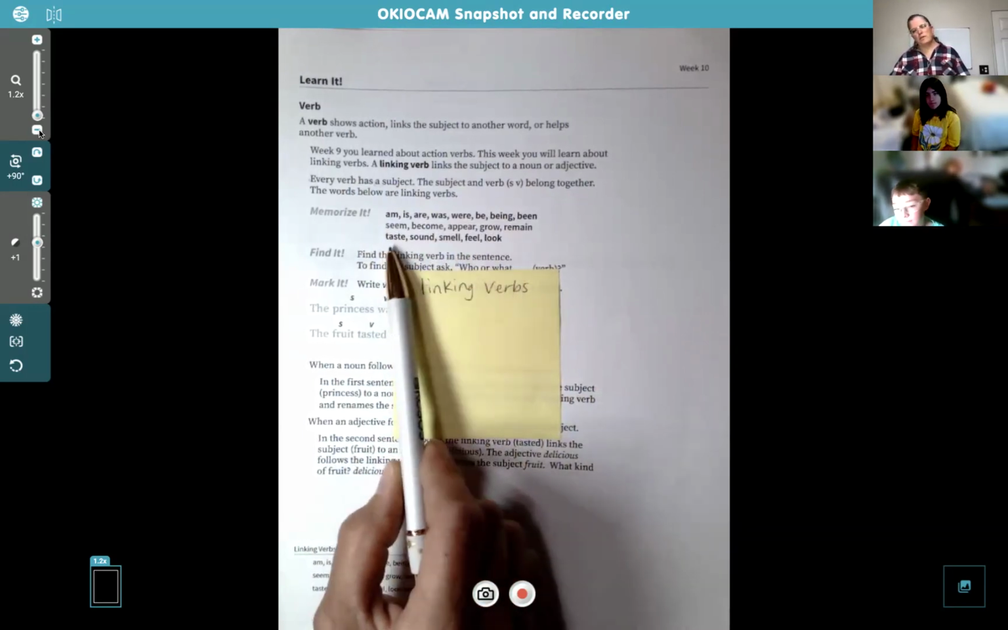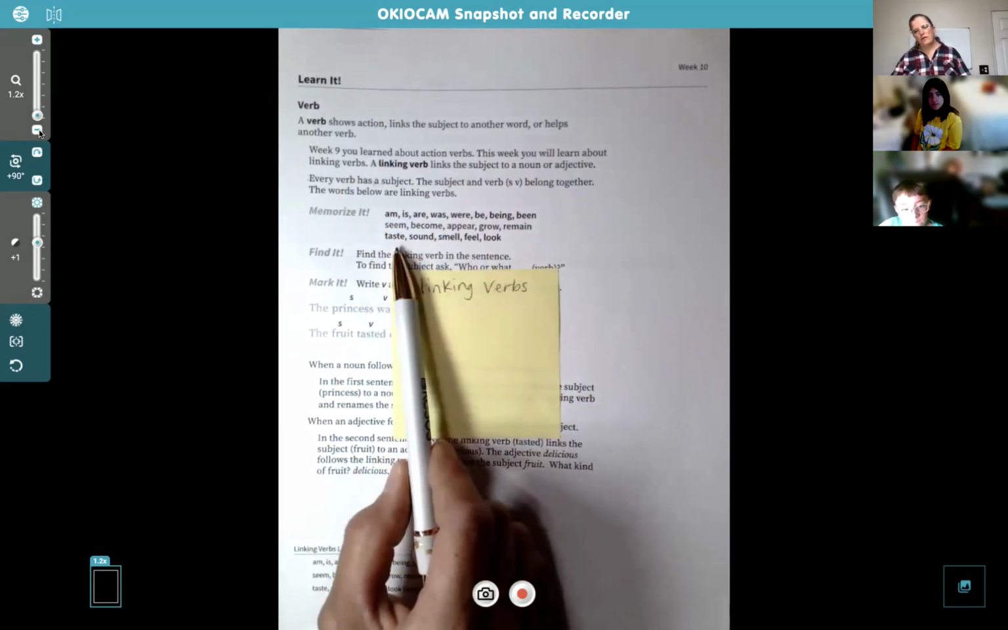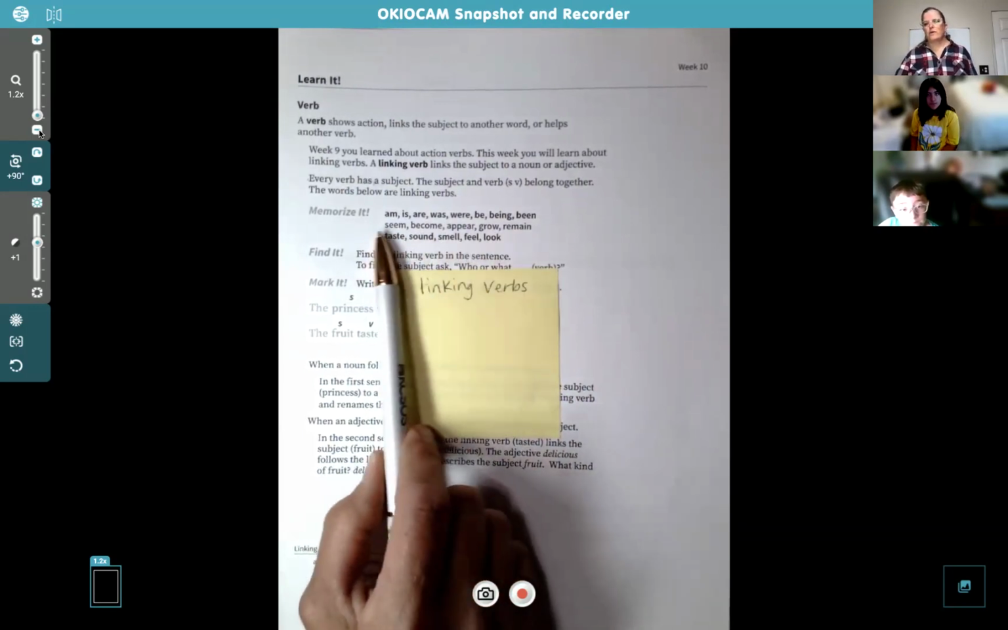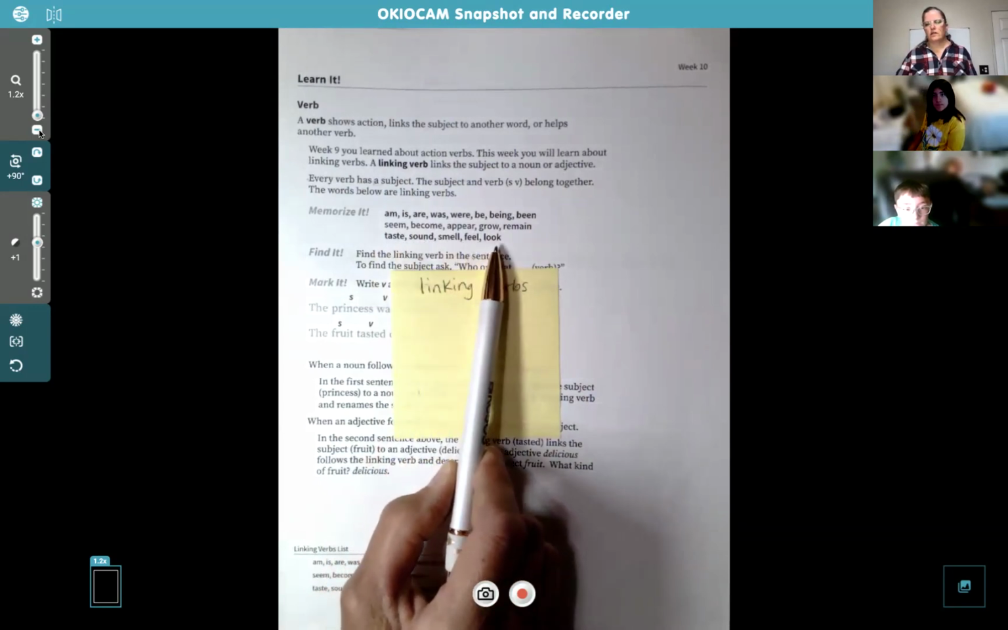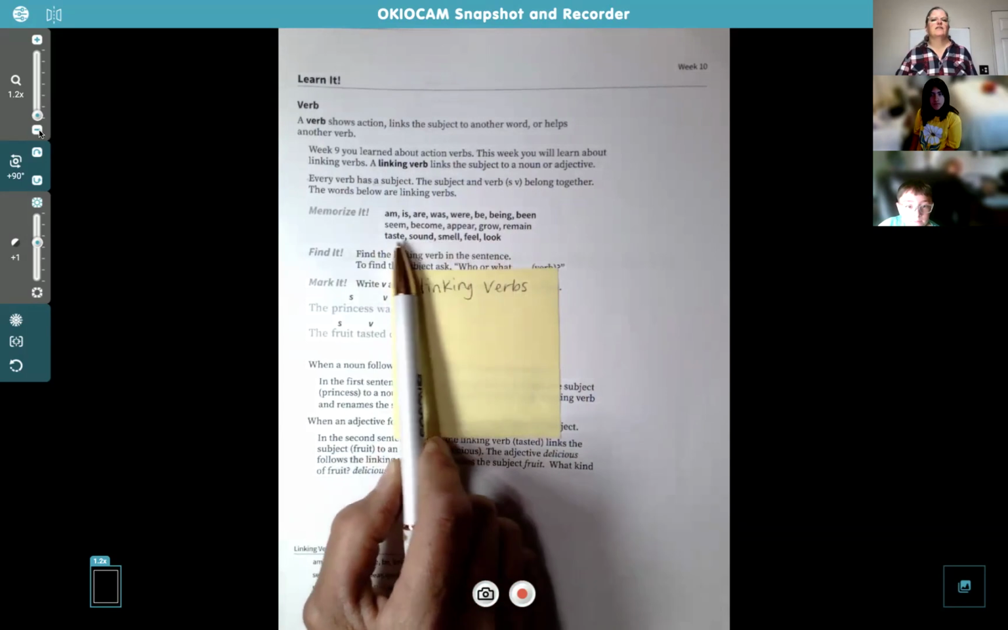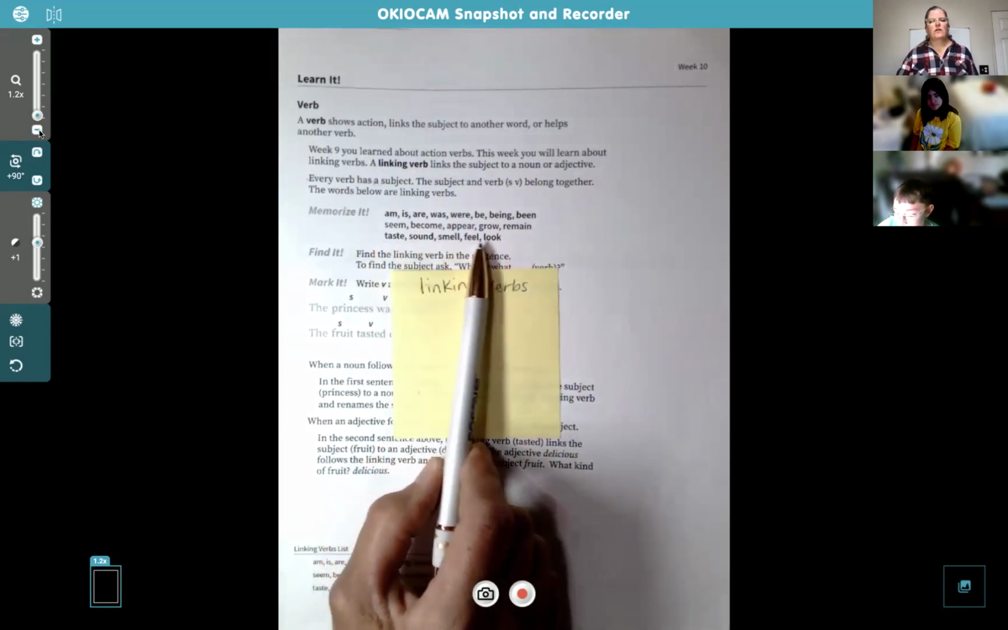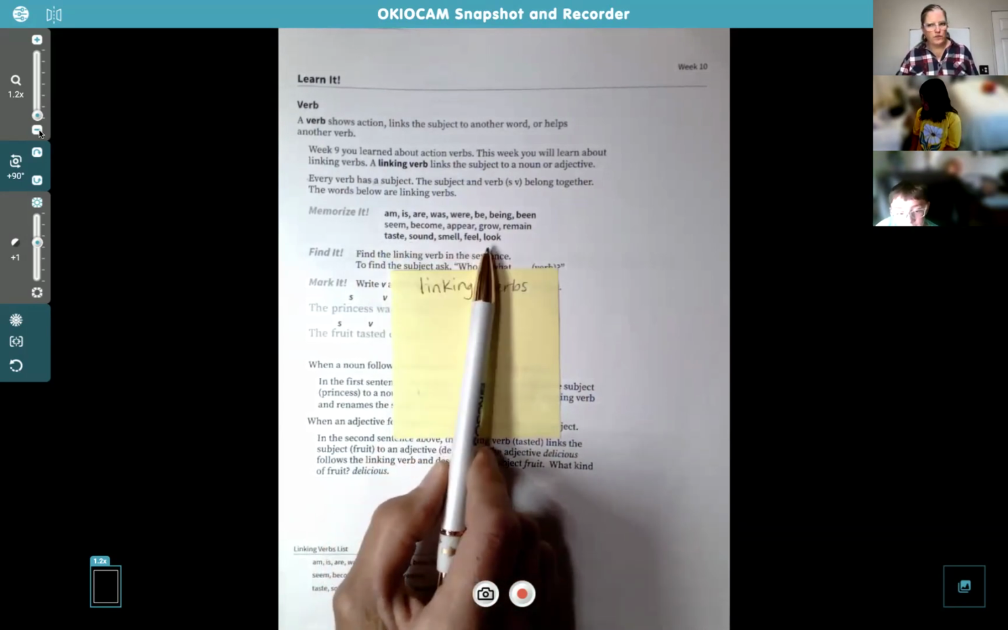Did you guys notice something about that last row? What do those words remind you of? Taste, sound, smell, feel, look. The five senses. Yes, the five senses. Very good. So these are linking verbs.